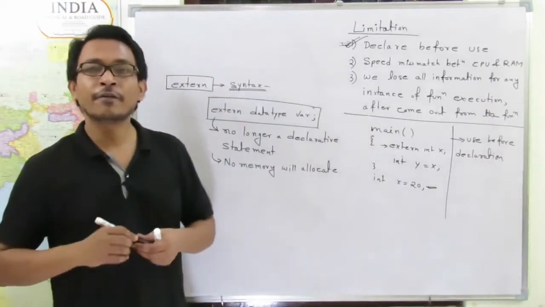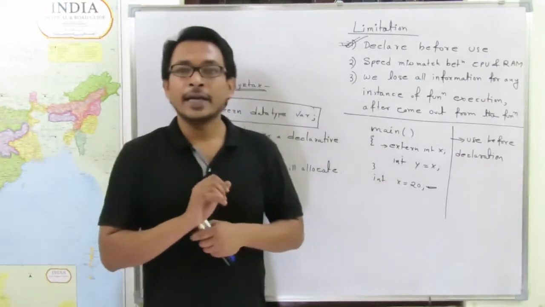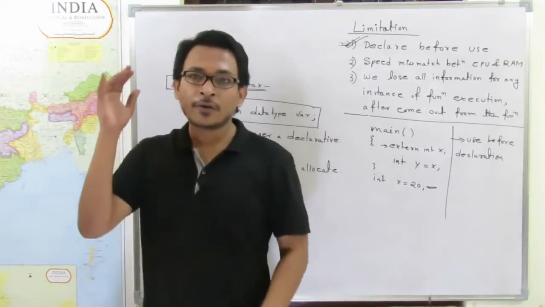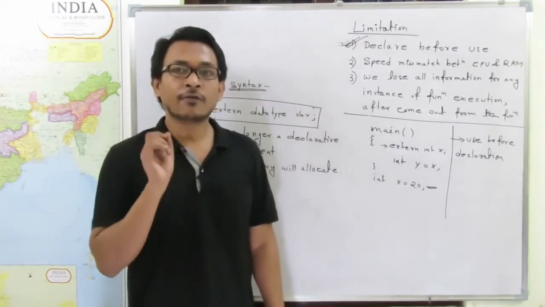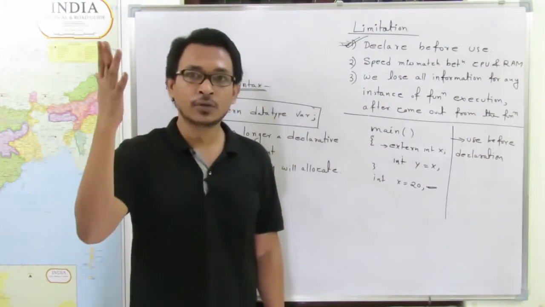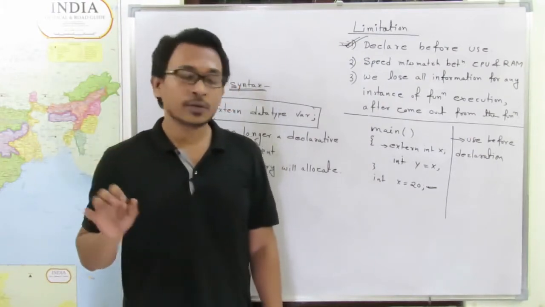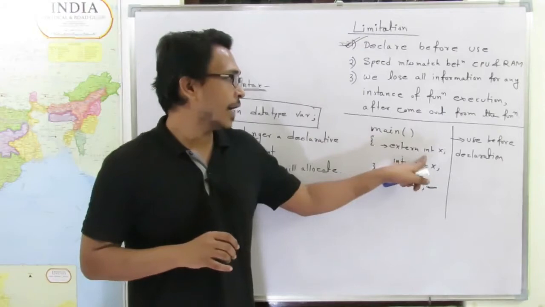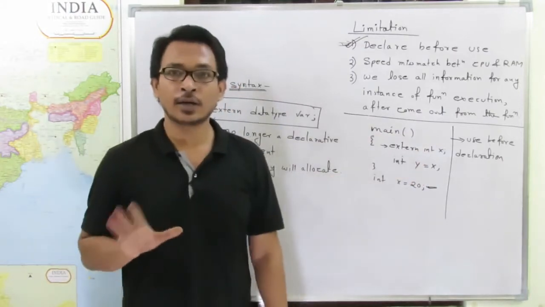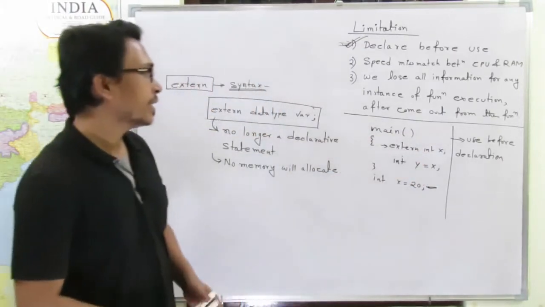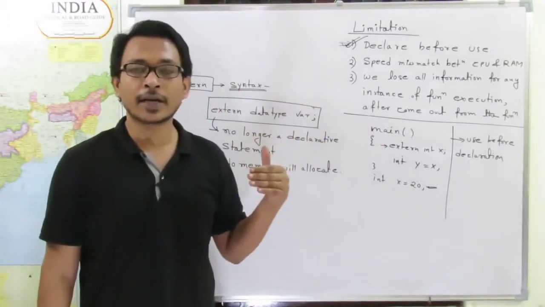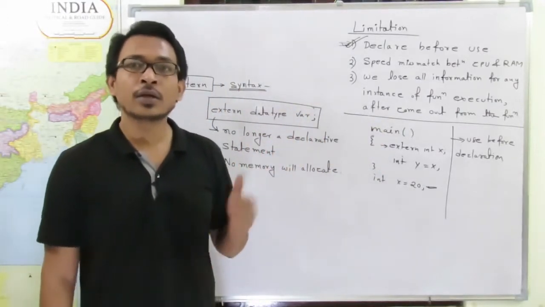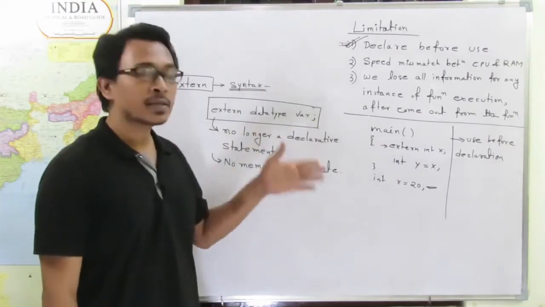Clear? So whenever we need to use any variable that is declared somewhere in the program but we are not sure that the variable is declared before its use, at that time we will take the help of the extern keyword. Clear? So that is the use of the extern keyword. Hope you understood the concept of extern and when we need to use the storage class extern.